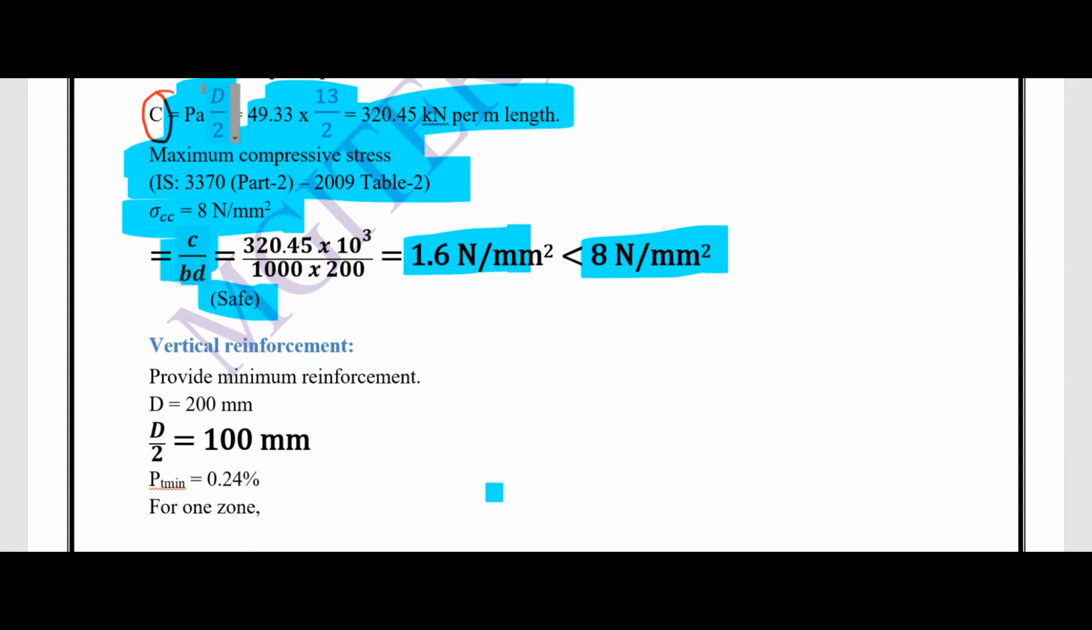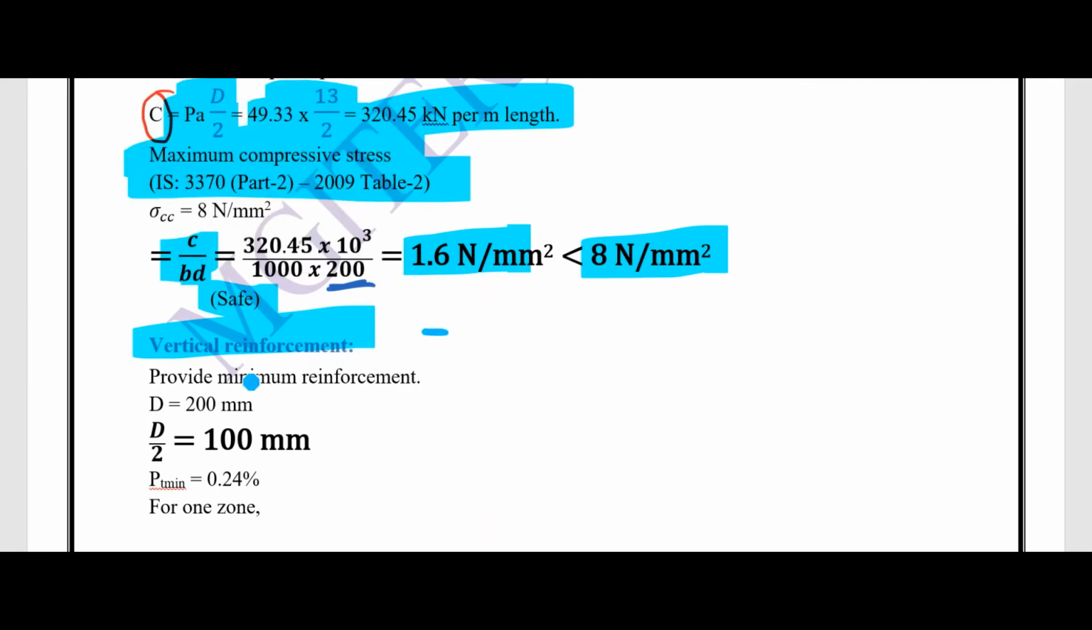Our design is safe, so we can provide vertical reinforcement. Here which design are we talking about? We are talking about regular reinforcement. Here we talk about the thickness of the wall. By this sigma CC you can check the thickness of the wall. T is okay, right?